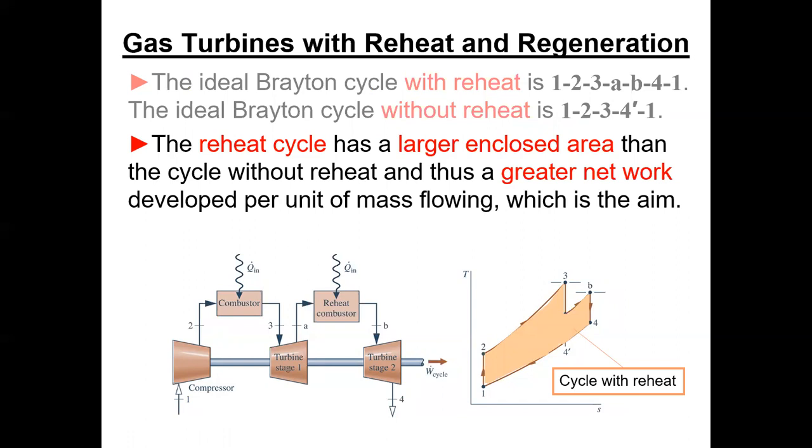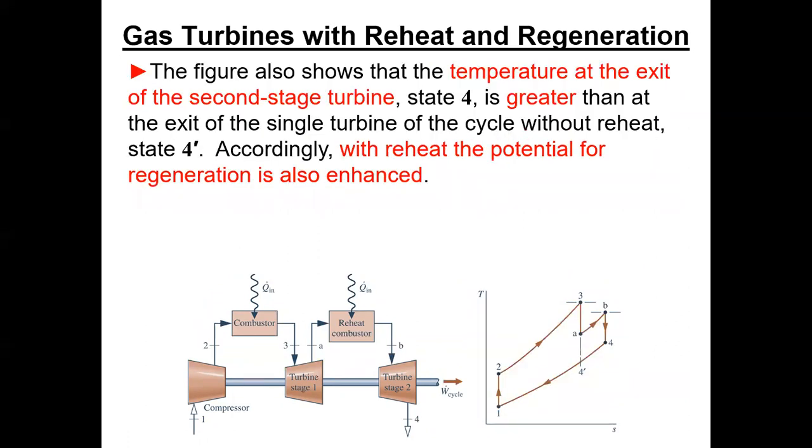So that shaded area represents the work output of the cycle. You know, net heat equals net work for a cycle. And that is without the reheat. Okay, and so that's what we're going to get out of this.